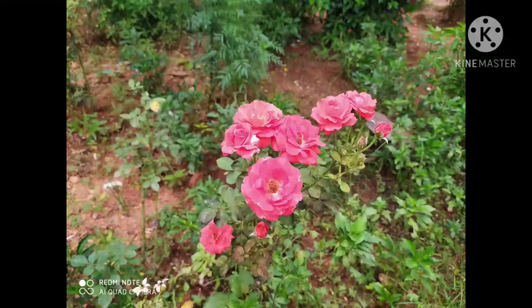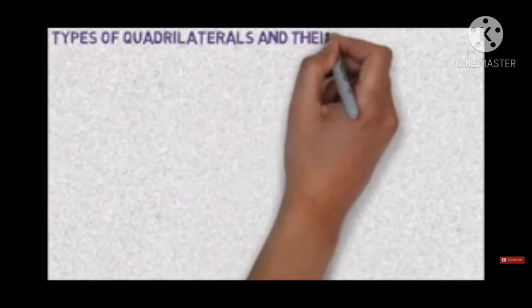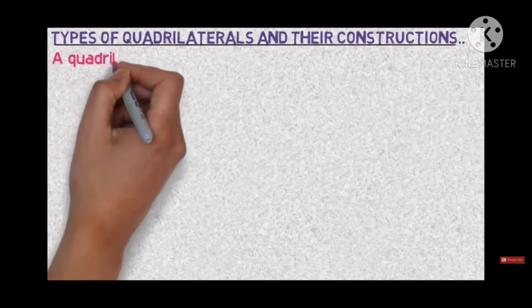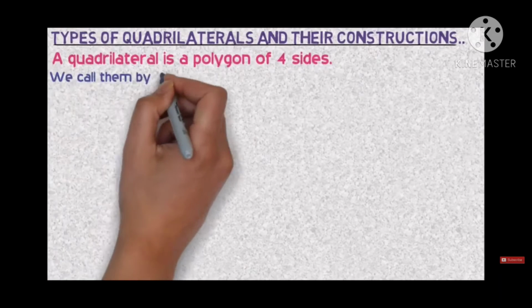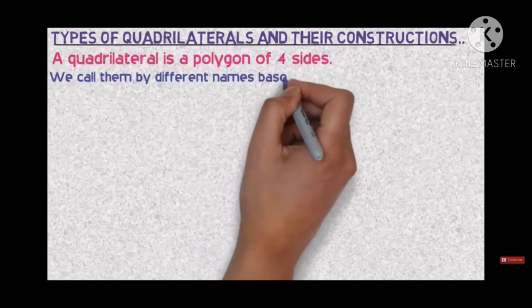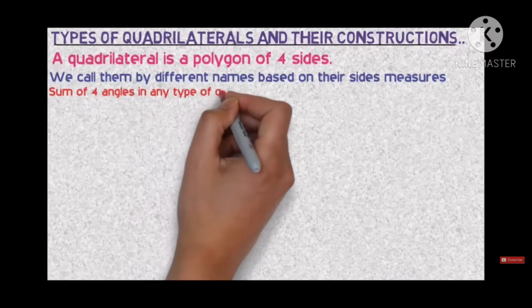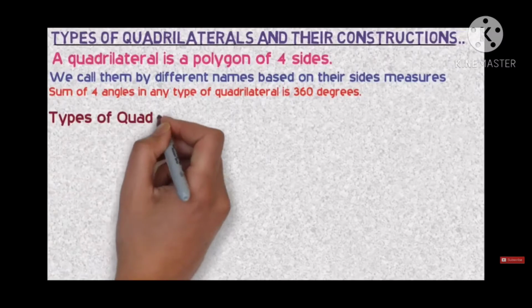My dears, before starting the chapter, I would like to give an introduction about quadrilaterals. Okay, this is part one: types of quadrilaterals and their constructions. A quadrilateral is a polygon of four sides. We call them by different names based on their side measures. The sum of four angles in any type of quadrilateral is 360 degrees.